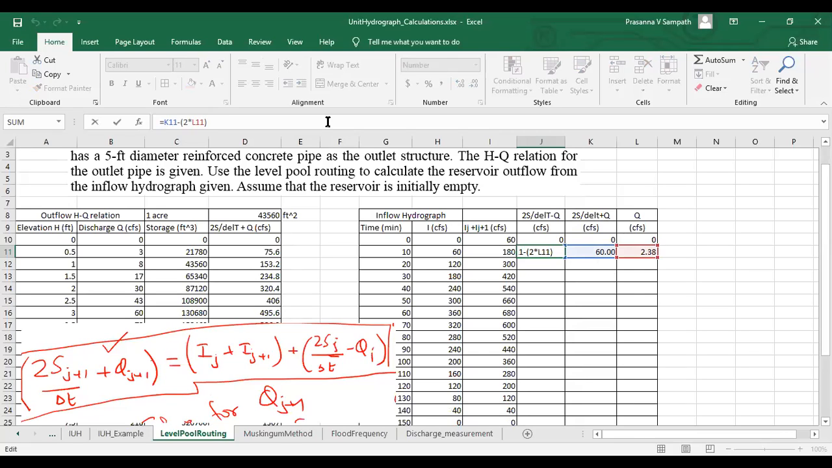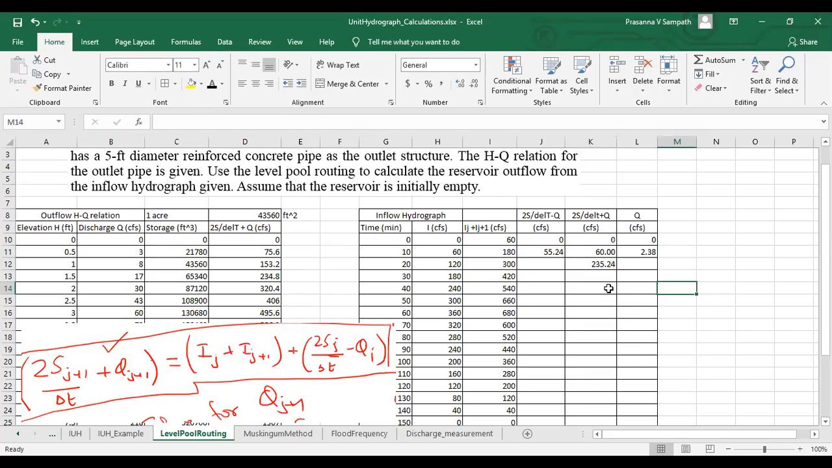Right? I always use the current information to compute the terms, and whenever I want to go to the next time step, I have to use the appropriate formula. Okay, so I come here. I've computed this 2s by delta t minus q at the jth time step. Remember, the jth time step is now 10 minutes. J plus 1 is 20 minutes. So I come to the j plus 1th time step. What is the formula? Very, very simple. It is ij plus 1, which is this cell I11, plus J11, which is 2s by delta t minus q at time step j. So that gives me the number 235.24.